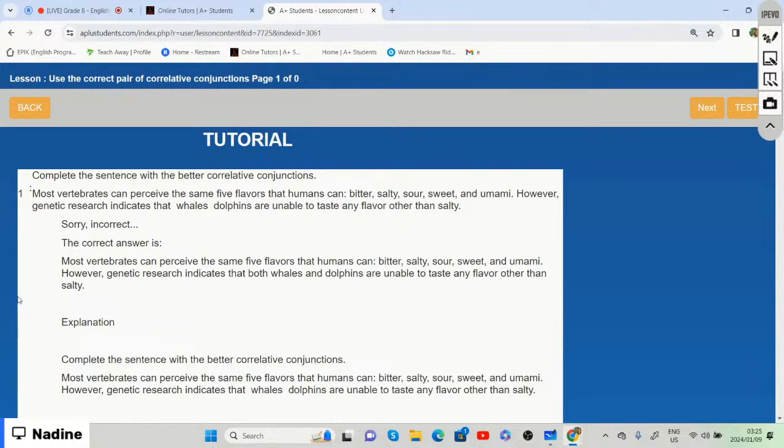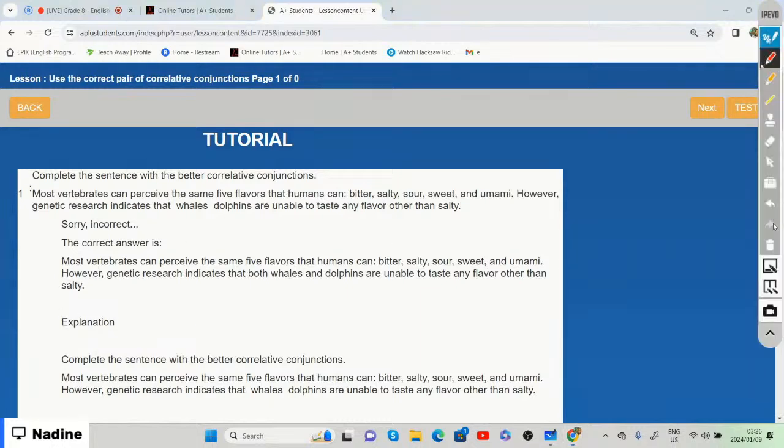All right, so most vertebrates, right, can perceive the same 5 flavors that humans can, which is bitter, salty, sour, sweet, and umami. However, genetic research indicates that whales, dolphins are unable to taste any flavor other than salty. So we need to say which correct correlative conjunction we need to add within the sentence.